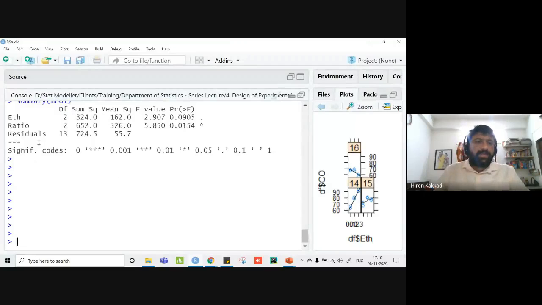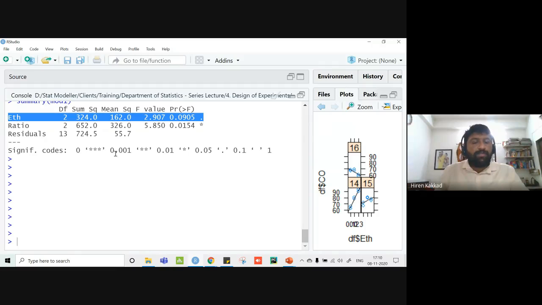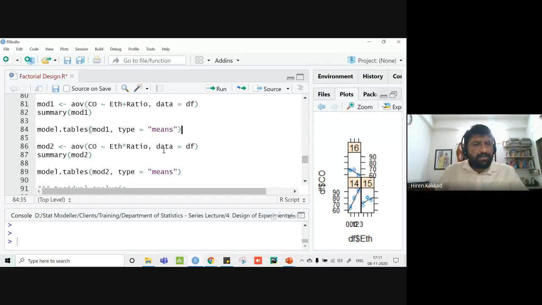So here you can see this is showing significance. So ratio is having a significant impact on our carbon monoxide emission. And let's say if you are looking at the 0.1 significance level, then ethanol is also having a significant impact on the carbon monoxide emission. Now we can also view this by using model.tables. We can also have the different combination means, right? So let us try to find out that and discuss that also.